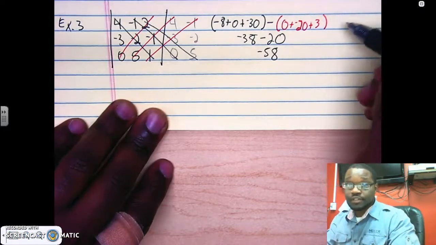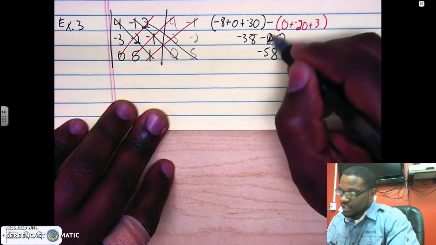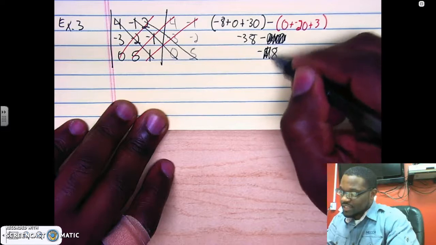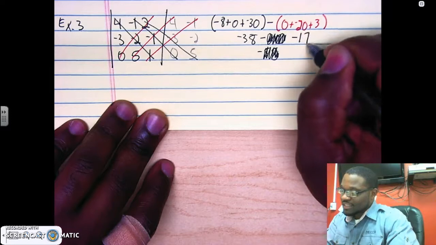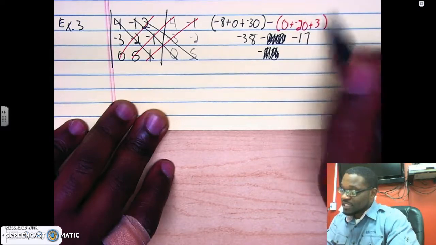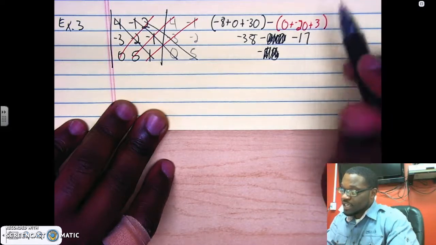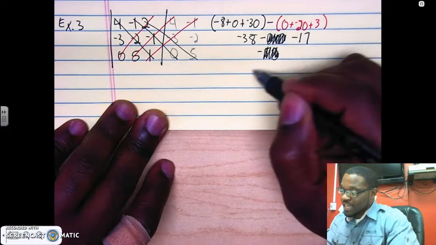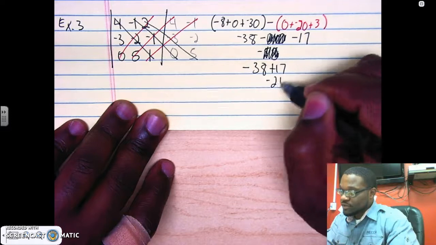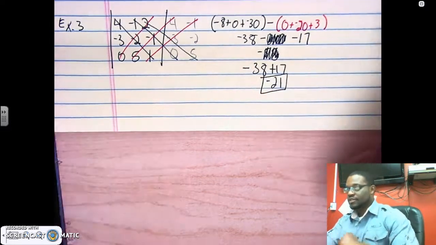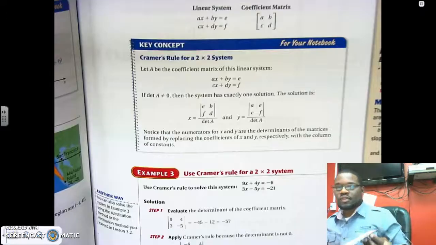Alright, so if you caught that, then good for you. This is actually incorrect right here. That is actually minus a negative 17. This right here becomes negative 17. I skipped right over that 3, forgot it was in there. Negative 20 plus 3 is negative 17. And when you do minus a negative 17, that becomes negative 38 plus 17, which is negative 21, which is the correct answer. Oops, I made a mistake, but I caught it, so it doesn't count.